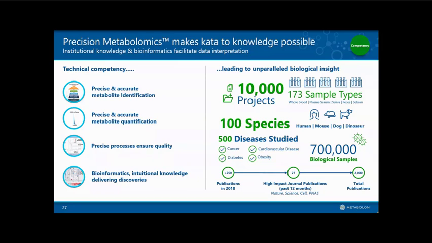bringing the sort of annotation experience with over a decade of experience of looking at metabolomics studies, and obviously covering a breadth of species and sample types, such that over this time we have over 2,000 publications, and in the last year over 27 in high impact journals. So we offer a tremendous competency to the challenges that can be metabolomics.